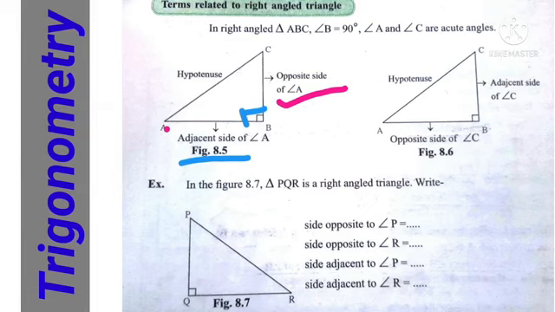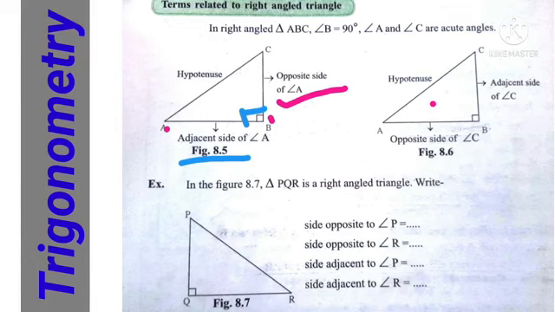Then you get all the trigonometric ratios. The adjacent side of A is AB and the adjacent side of C is BC. The opposite side of A is BC and the opposite side of C is AB. The hypotenuse is AC. Okay, and here also the same.